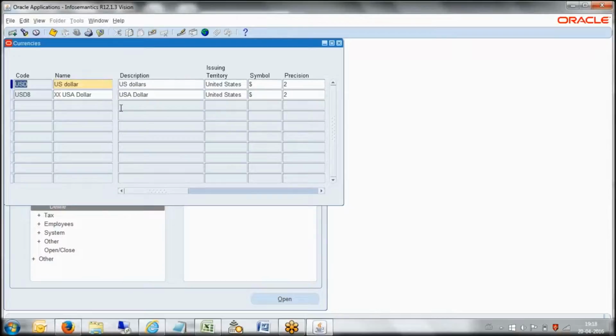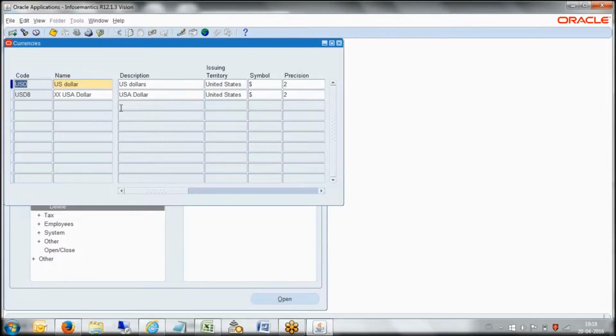You please wait for a moment. If you use one currency in your ledger, that means you are using it in your configuration. Yeah, please go ahead now.